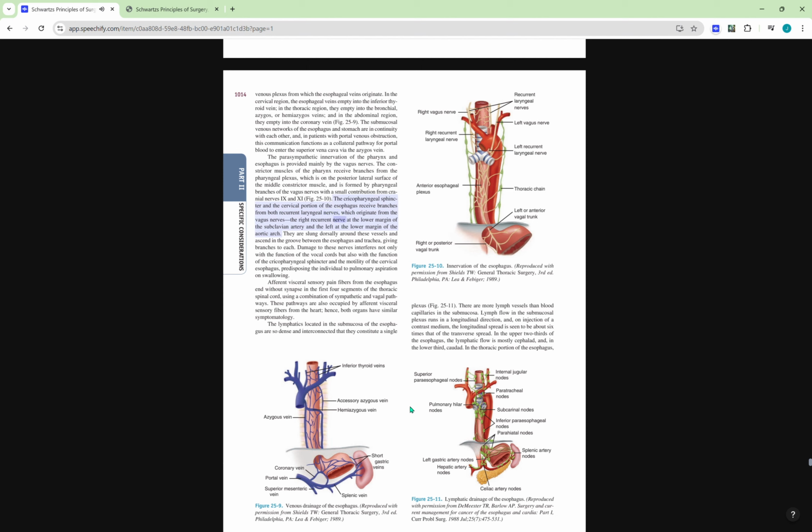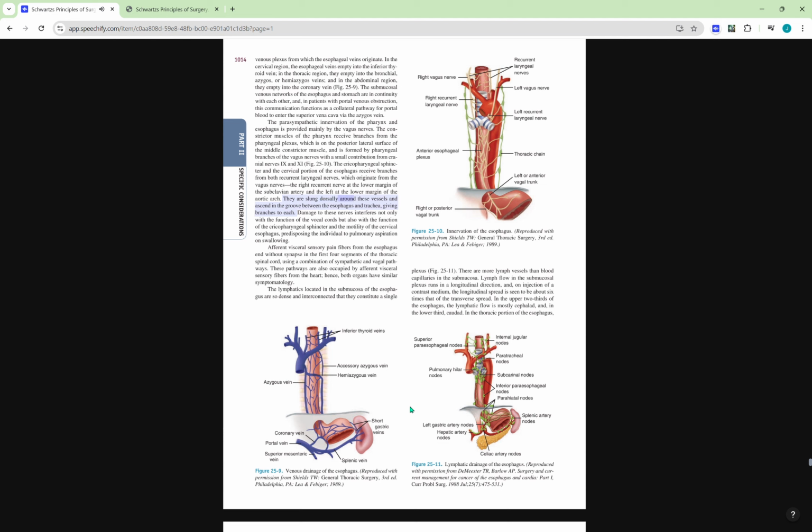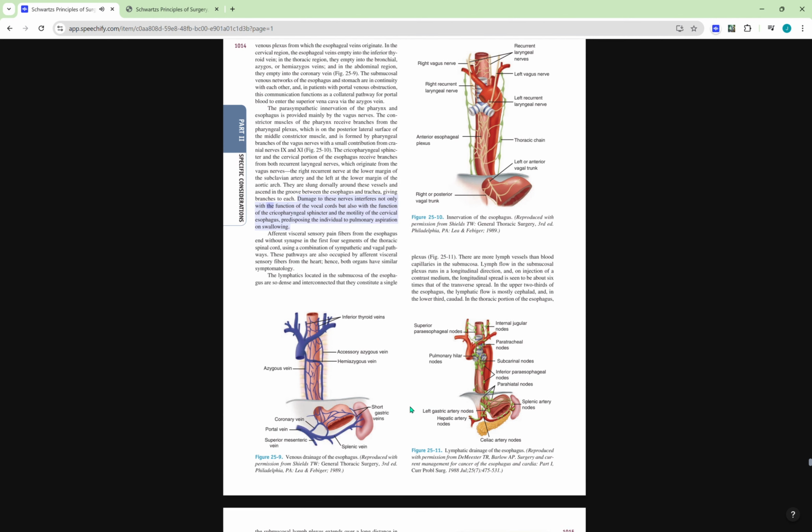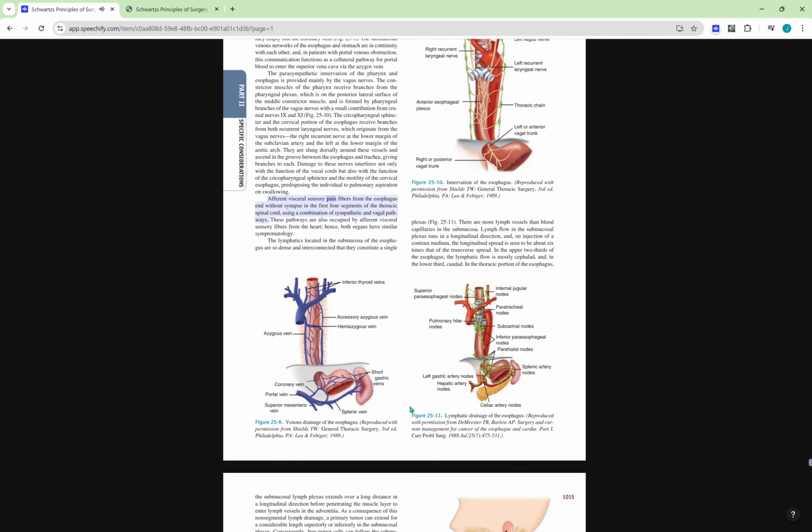The right recurrent nerve originates at the lower margin of the subclavian artery and the left at the lower margin of the aortic arch. They are slung dorsally around these vessels and ascend in the groove between the esophagus and trachea, giving branches to each. Damage to these nerves interferes not only with the function of the vocal cords, but also with the function of the cricopharyngeal sphincter and the motility of the cervical esophagus, predisposing the individual to pulmonary aspiration on swallowing. Afferent visceral sensory pain fibers from the esophagus end without synapse in the first 4 segments of the thoracic spinal cord, using a combination of sympathetic and vagal pathways.